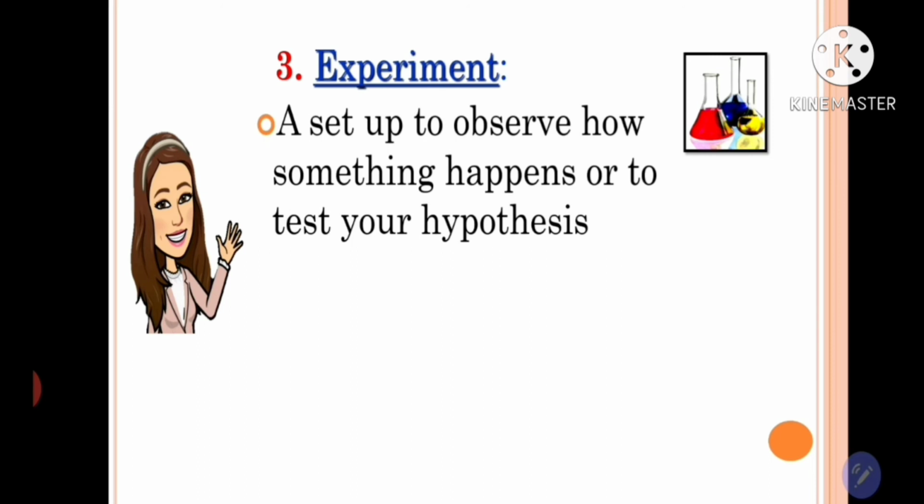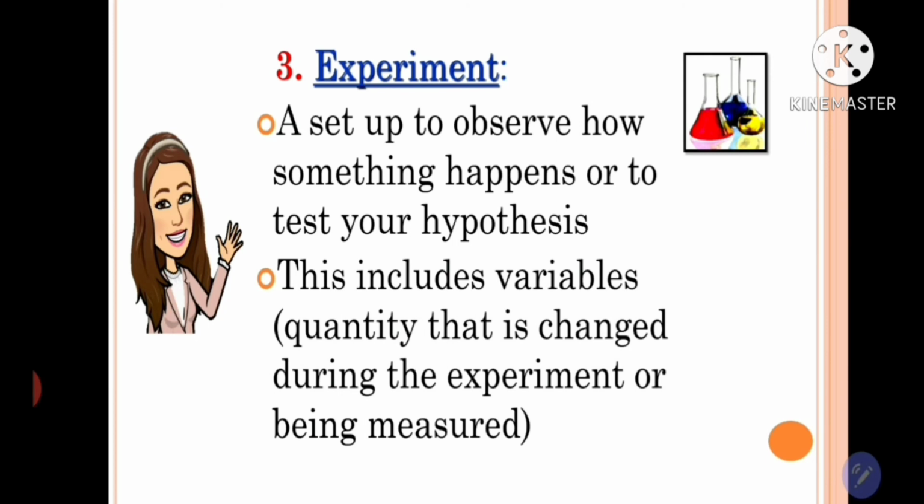Okay, so I mentioned about experiment. The third step of the scientific method is conducting our experiment. Experiment is a setup to observe how something happened or to test your hypothesis. Okay, so we're done with the problem. We identified already the problem. We know already the hypothesis. We have done the possible answer. Now, this hypothesis can be tested through experiment. So this includes the variables or the quantity that is changed during the experiment or being measured. So that is what an experiment is.